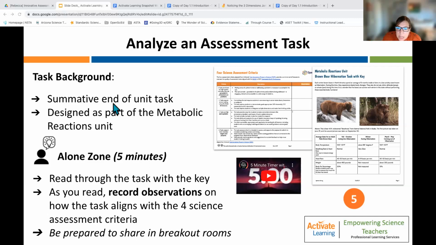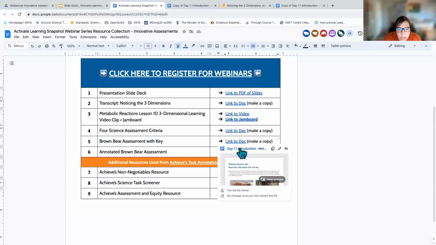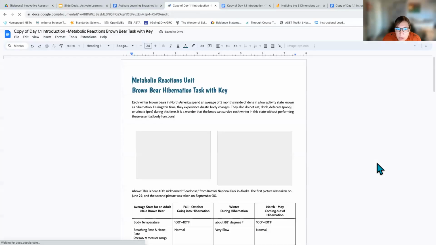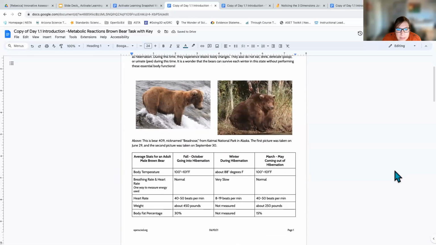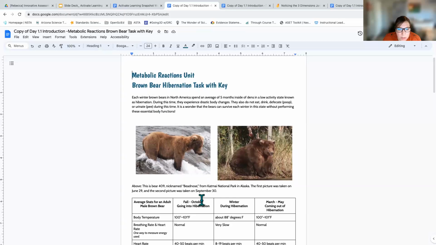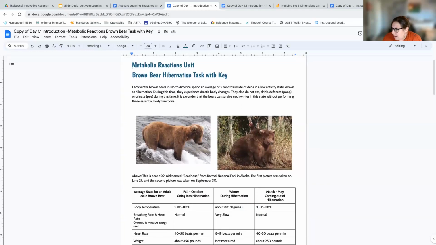What I want you to do is come over to number 5. So let's get you in the document. It says Brown Bear Assessment with Key. That's the one you want. Make a copy. That way, if you want to make comments or write notes to yourself, you've got your own copy. Okay, so here's the scenario. You can see it's got text plus images, right? Multiple modalities starting it off. All right, does everyone have this open?